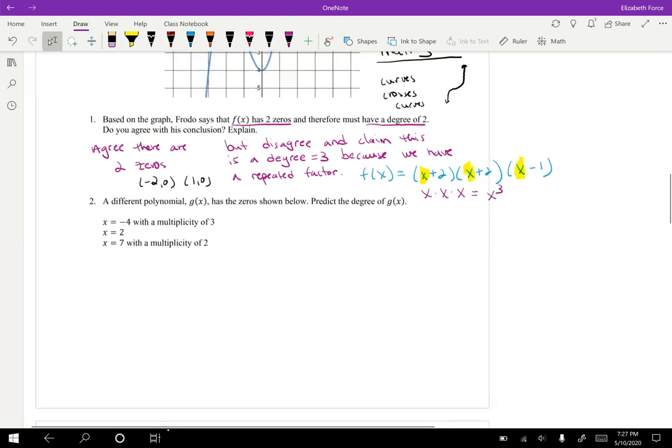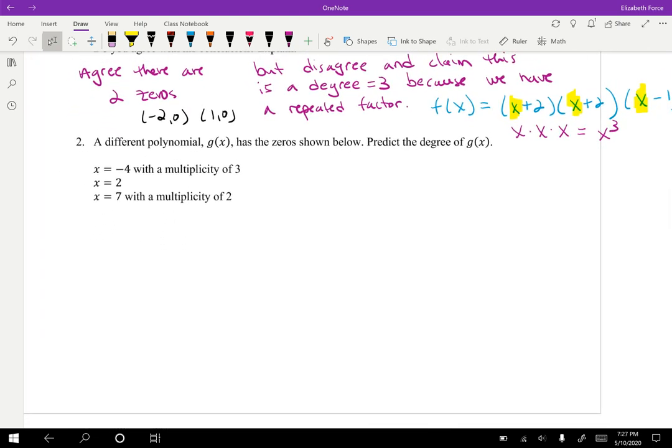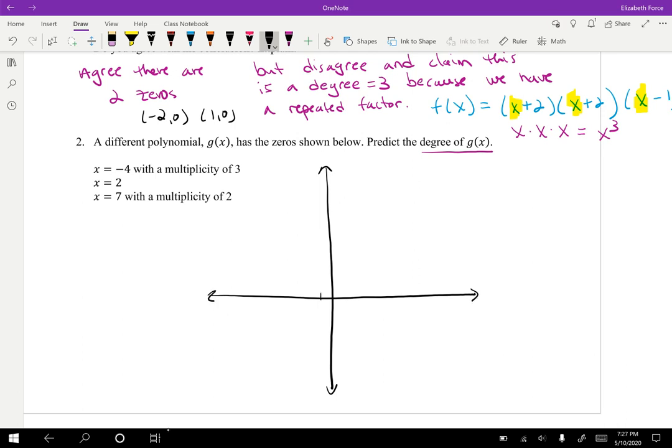Problem number 2 wants us to look at another polynomial, and it gives us the zeros and whether or not they have a multiplicity. And we have to predict the degree of g of x. So I'm just going to sketch it first, and then we'll make a prediction on the degree. So we've got x = -4, right there. And then we got another zero at 2. And then we got another zero at 7.